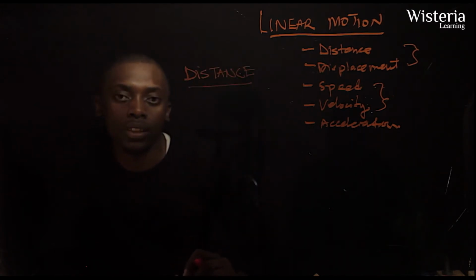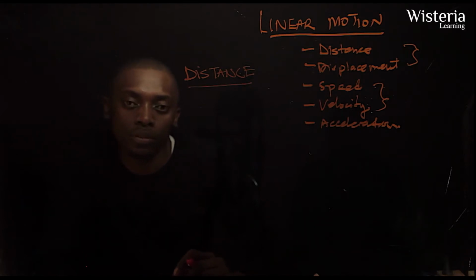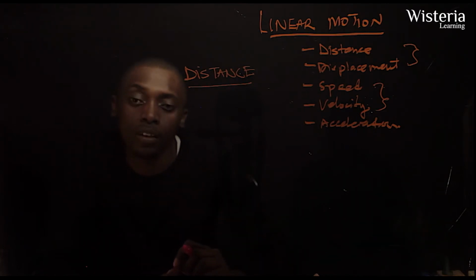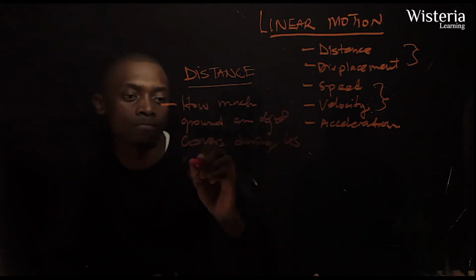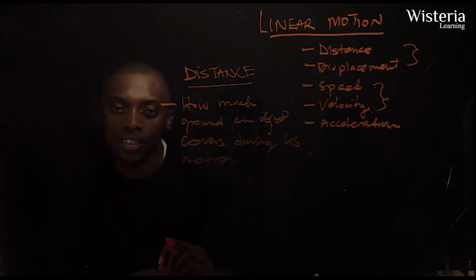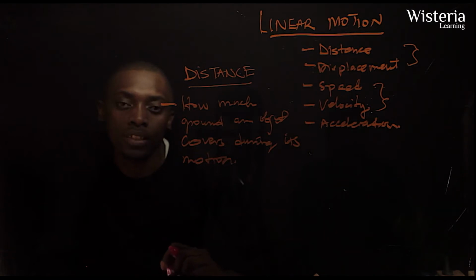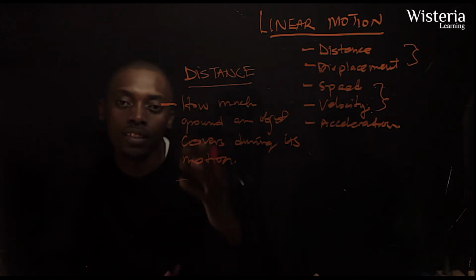Okay, so what is meant by distance? Well, distance is how much ground an object will cover during its motion. This is actually the total path traveled by an object as it moves from one point to the other. That's what distance is all about. We can also mention that distance is a scalar quantity because it just involves the size.